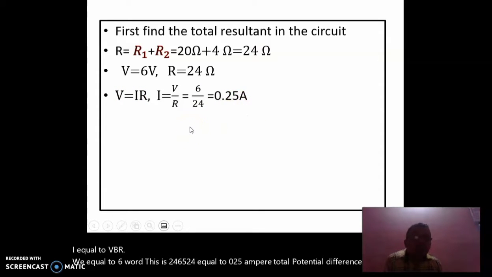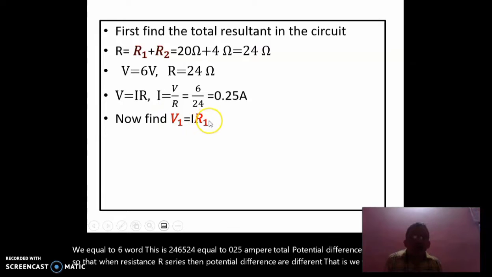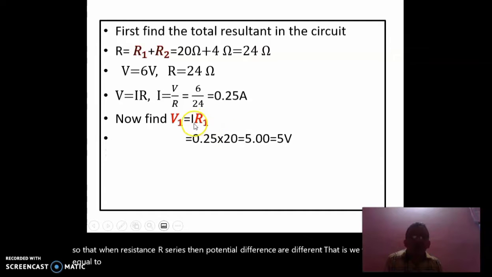So you know that when resistances are in series, then the potential differences are different. That is V1. So V1 equals I R1. R1 is 20 ohm. So 0.25 into 20, you will get 5 volt.